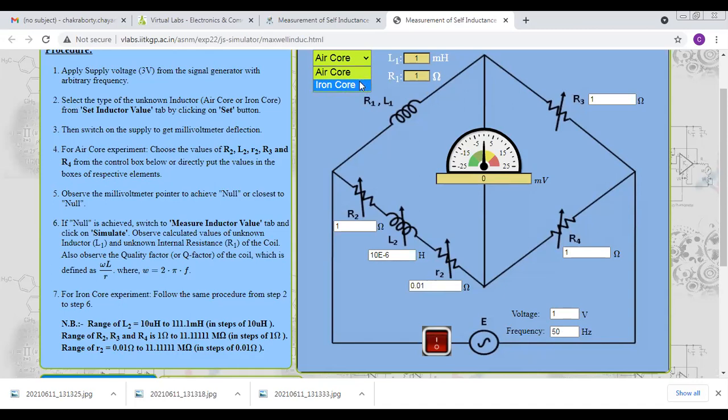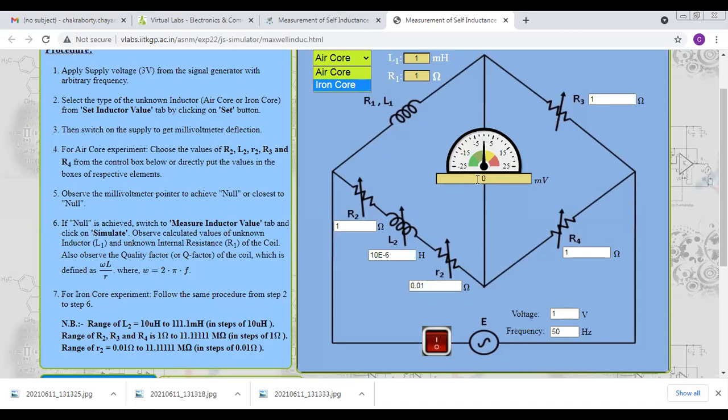Okay, and these are the variable arms. You can change the resistance of this coil. R2 is the resistance of this coil, L2 is the inductance of this coil, and this R2 is the resistance of this arm. This is variable, you can change it, and this is R4, it also changes. R3 is also changeable.